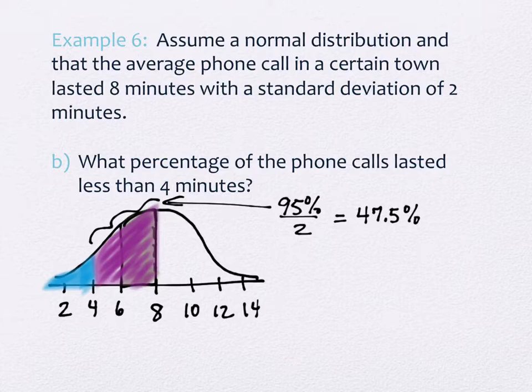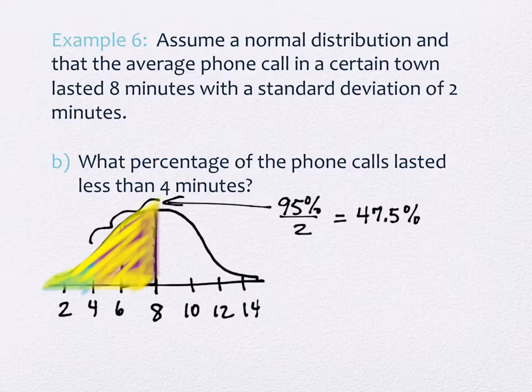47.5. So tell me then, one more thing. Let's use yellow. How much area is all of this? Not quite. 50%. It is 50%. Why is it 50%, Caleb? It is exactly half of my graph.